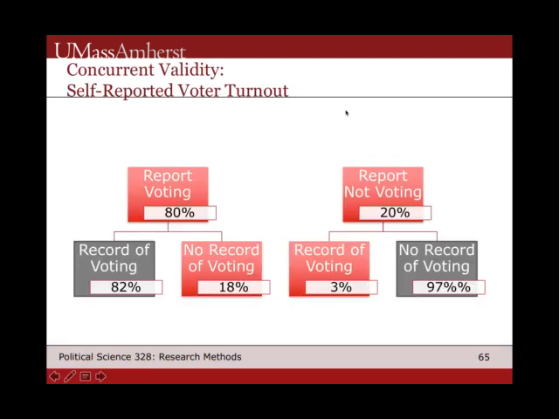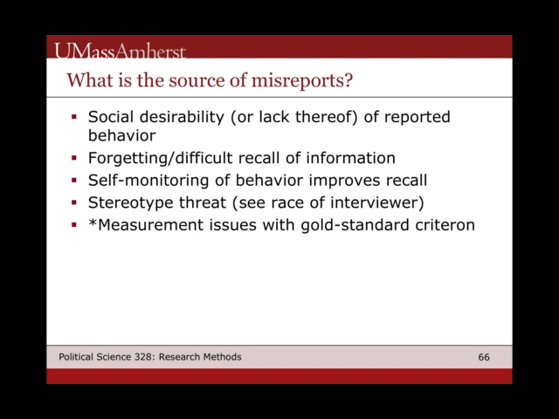So we looked at this before with the issue of concurrent validity. In essence, you can imagine a misreport here of reporting voting, where of those who report voting, only 82% of those actually have a record of voting. Of those who report not voting, most of those people are telling the truth. At least 97% don't have a record of voting. Goodness only knows what happened to this extra 3% here. But again, we tend to call the people who report voting, but there's no record of voting, having misreported voting.